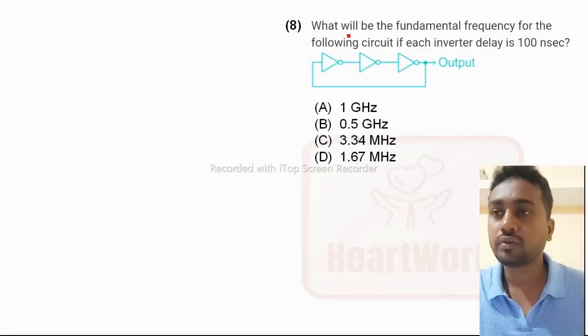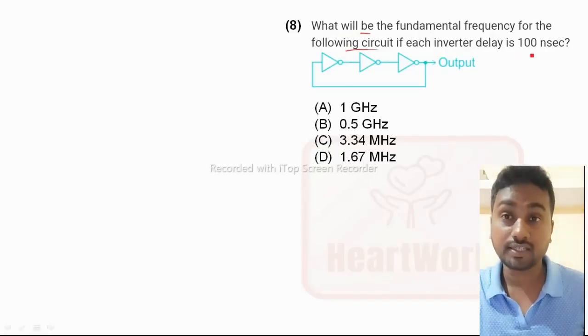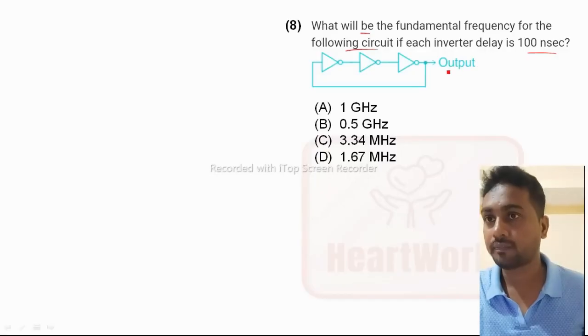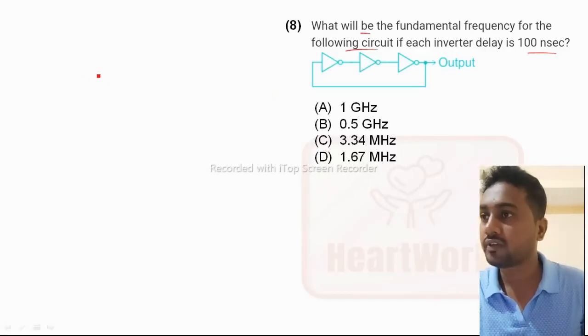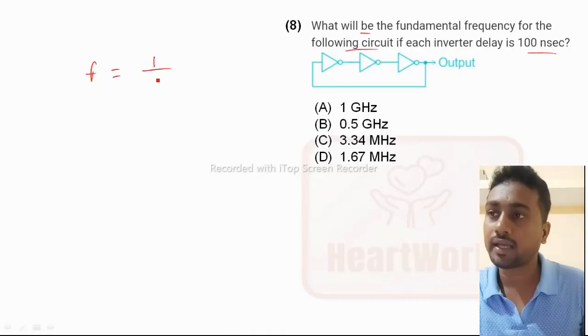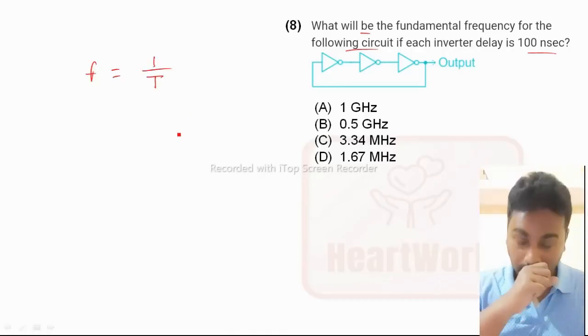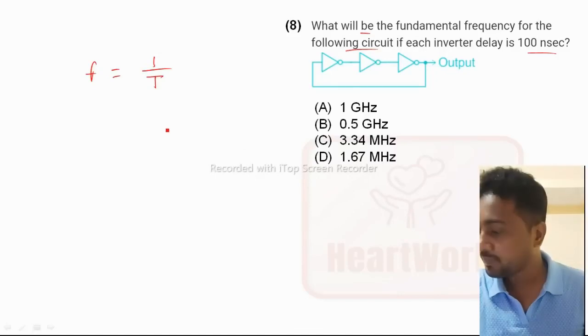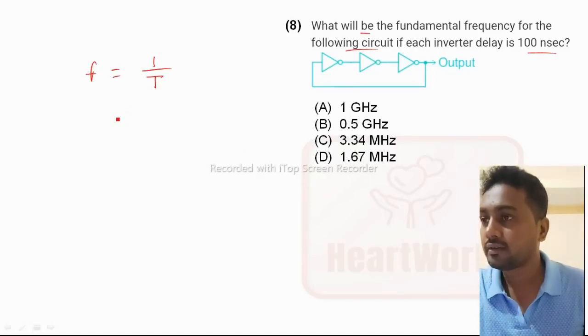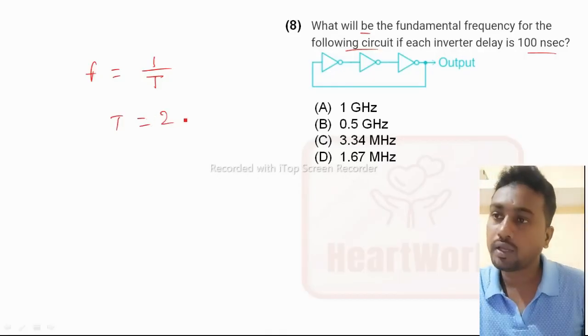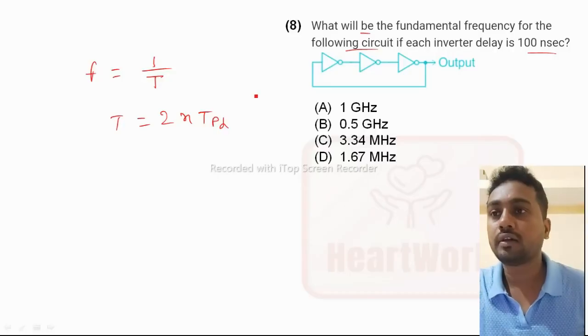Now coming to the next question: what will be the fundamental frequency of the following circuit if each inverter delay is 100 nanoseconds? Okay, so what is the formula for fundamental frequency? Frequency equals 1 by time period, and this time period is 2n TPD.